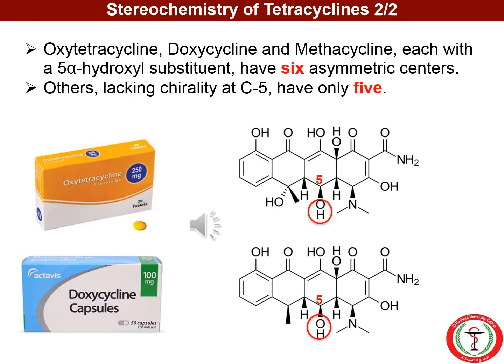Also, in relation to the stereochemistry of tetracyclines, comparing oxytetracycline, doxycycline, metacycline and other tetracyclines, these 3 antibiotics have a hydroxyl group at position 5, and they have 6 chiral centers, as you can see in their structures, while other tetracyclines have only 5 chiral centers due to the lack of a chiral center at position 5.